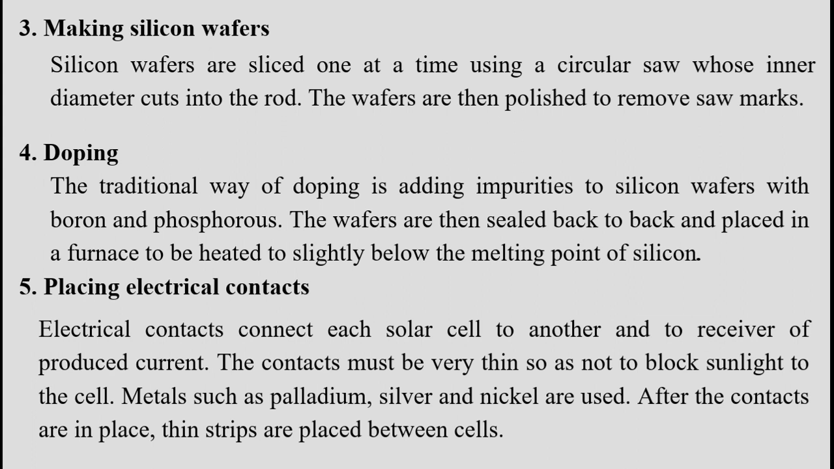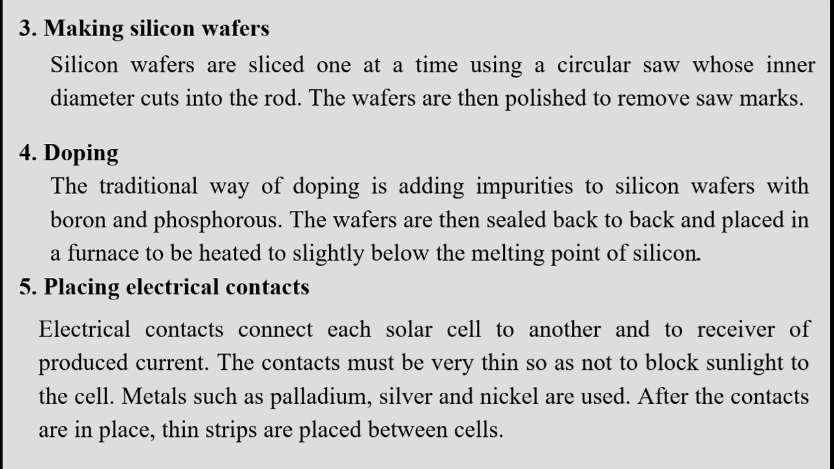Depending upon what kind of impurity we add for our final application, we can add impurities to silicon wafers with aluminum, boron, or phosphorus based impurity. The wafers are then sealed back to back and placed in a furnace to be heated below the melting point. The melting point of silicon is 1412 degrees Celsius. So finally, below that melting point, we get a doped silicon.